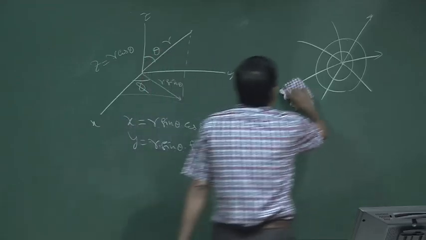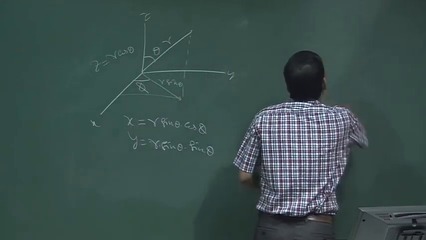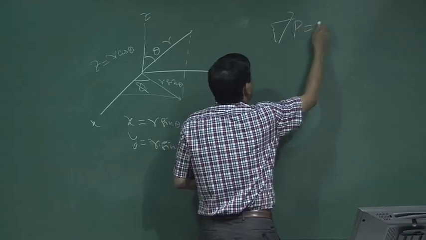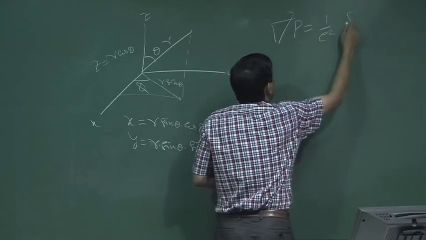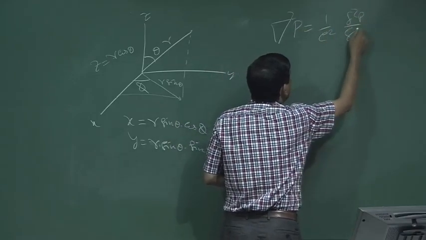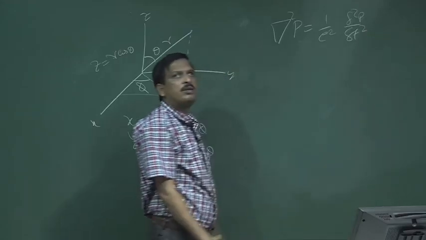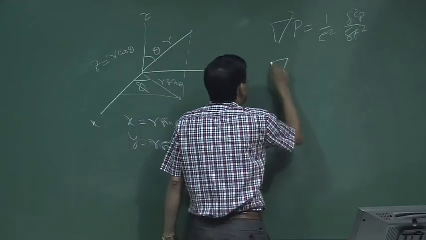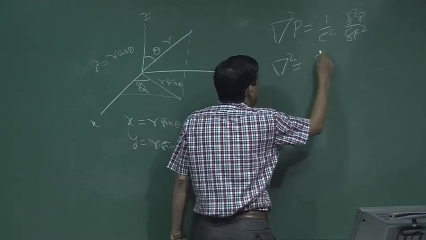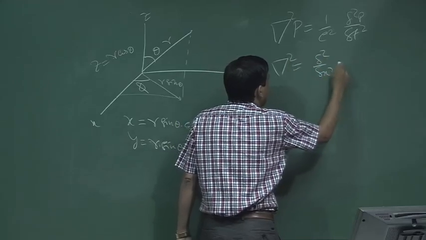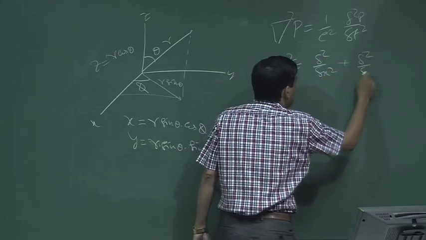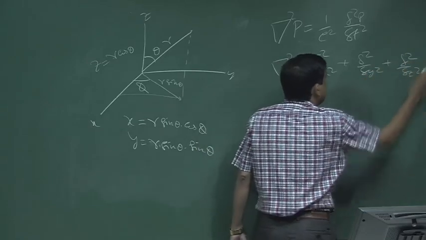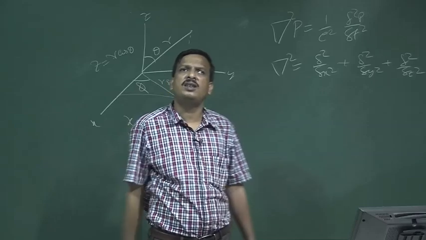So, what is the wave equation? We know the wave equation is the Laplacian of p, del square p, equal to 1 by c square del square p by del t square. This is the linear wave equation. The Laplacian is del square by del x square plus del square by del y square plus del square by del z square.